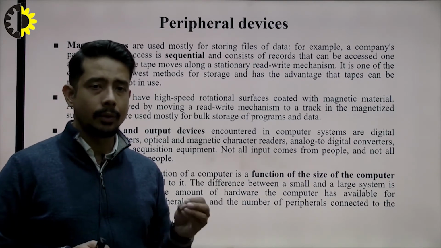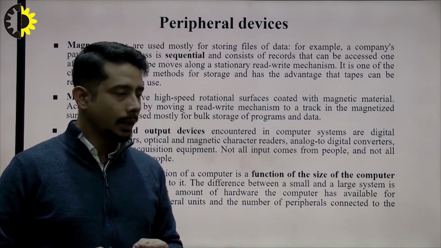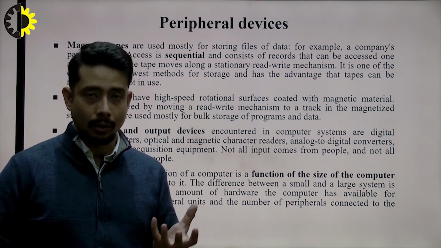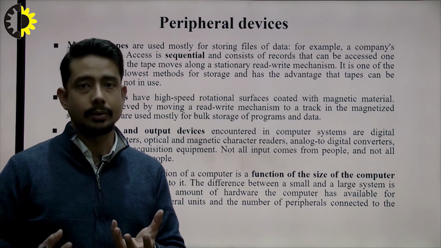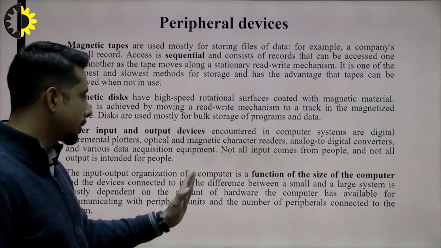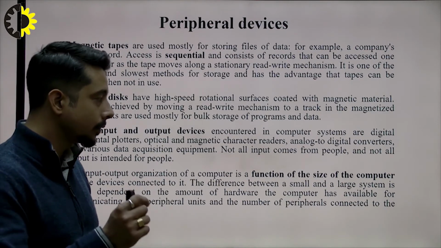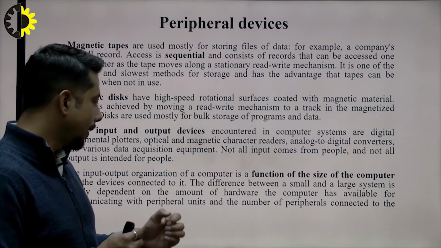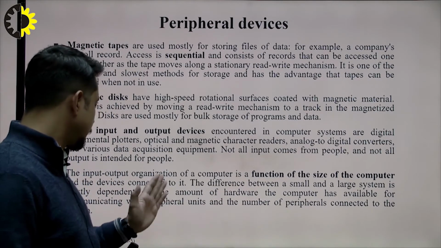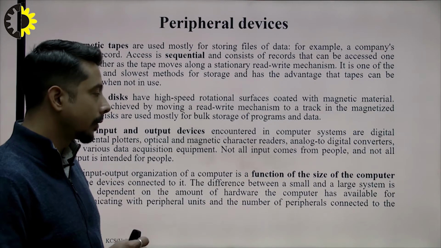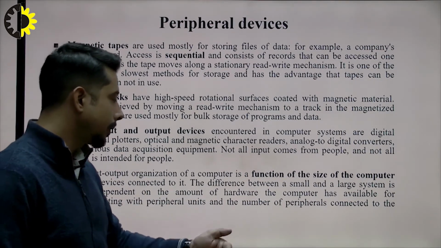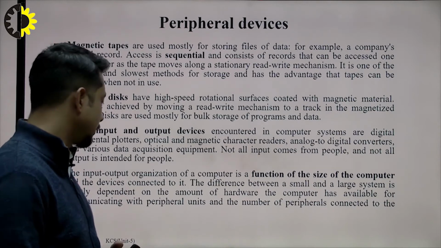Everywhere, if you talk about input and output devices, the concept of size matters in some way, so size should also be mentioned. If you look into the last point, the input and output organization of a computer is a function of the size of the computer and the devices connected to it. The difference between a small and a large system mostly depends on the amount of hardware the computer has available for communicating with the peripheral units and the number of peripherals connected to the system.